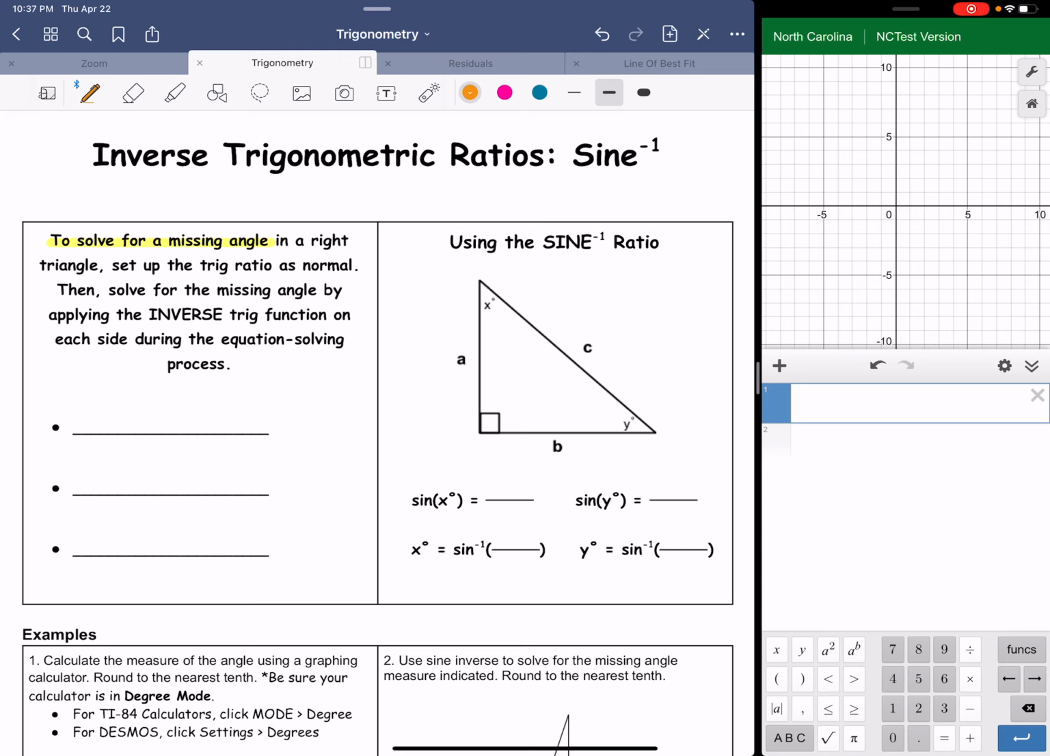So if you have an angle that you're solving for, you would use the sine inverse when you have the opposite over hypotenuse information. So x degrees is sine inverse of opposite over hypotenuse.